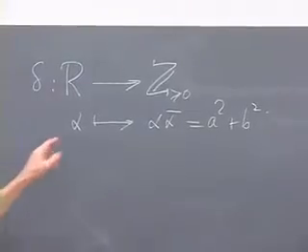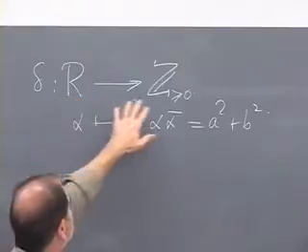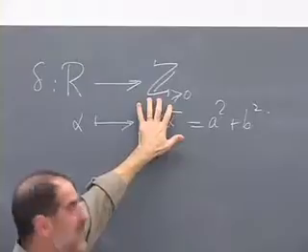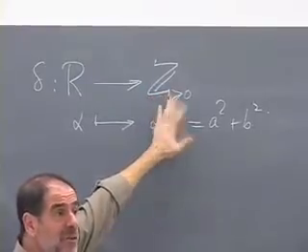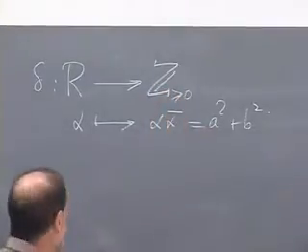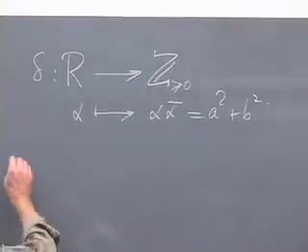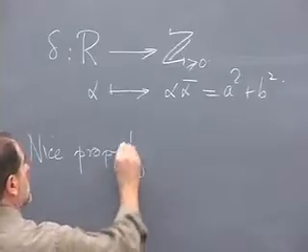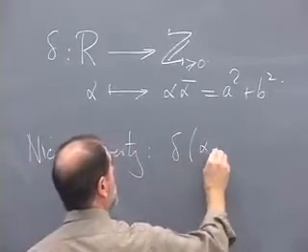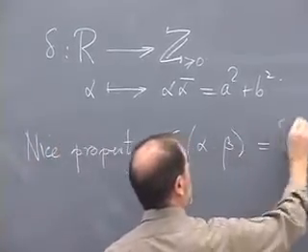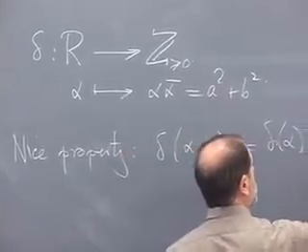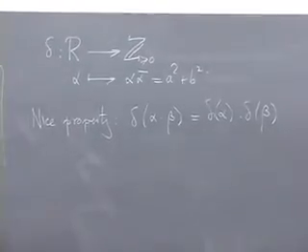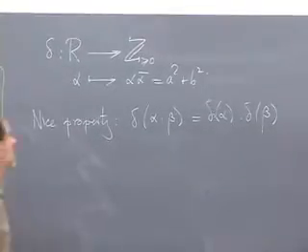I mean, this isn't even a group, so it's not a ring. The positive integers are not going to be a group because you can't subtract. So it's not a ring homomorphism, but it has the following nice property. Delta of alpha times beta is delta of alpha times delta of beta. It's multiplicative, even though it's not additive, and delta of 1 is 1, of course.